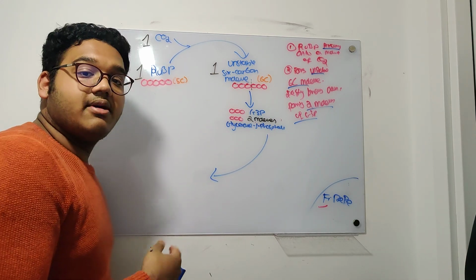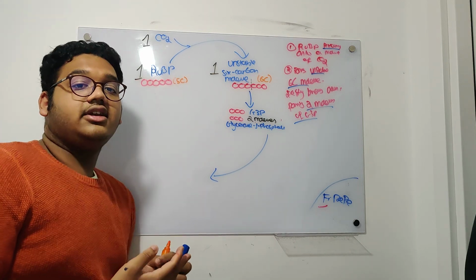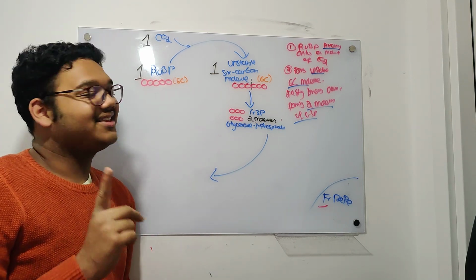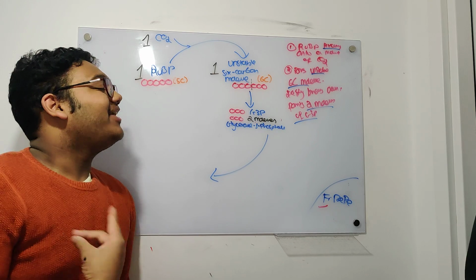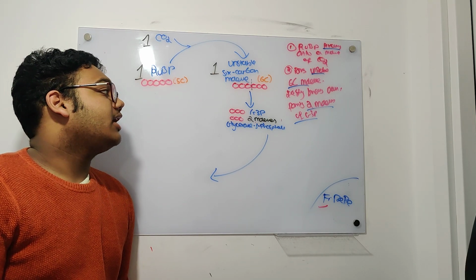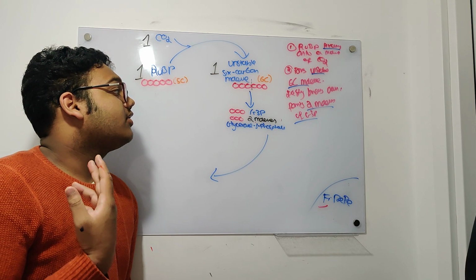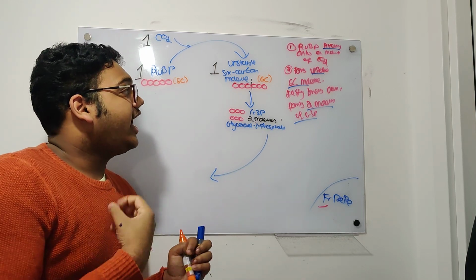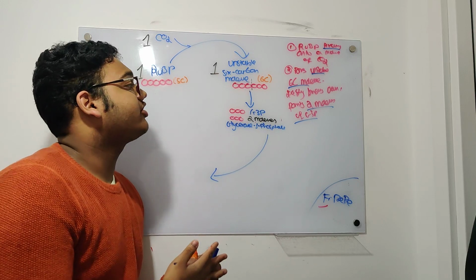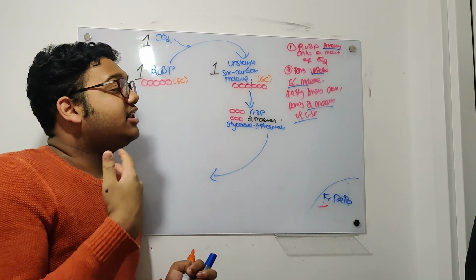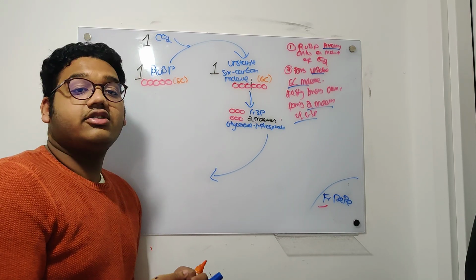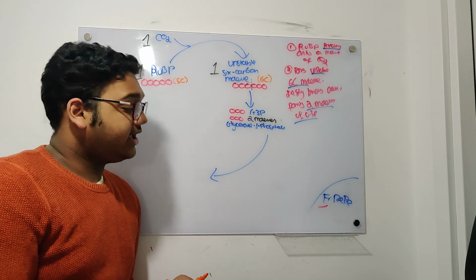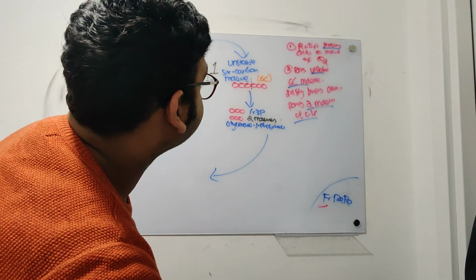So NADP, remember, it's an electron carrier, and NADP, even I need to get the hang of it, NADP is in its oxidized state. So NADP can accept electrons, NADPH can donate electrons. So in the light dependent reactions, we are forming NADPH. So I'm going to put that over there.